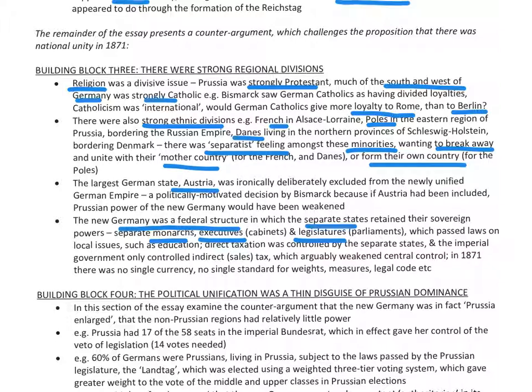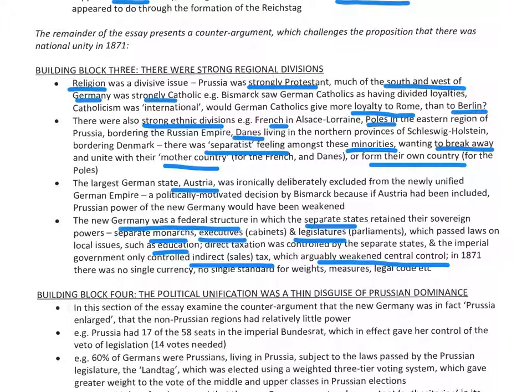They could pass laws on local issues such as education, and very interestingly, direct taxation on income, on wages, did not go to the imperial government in Berlin. It went to the 25 separate state governments. The only money the imperial government in Berlin had access to was national sales tax, which arguably weakened central control, which is an argument that therefore there was not strong unity.